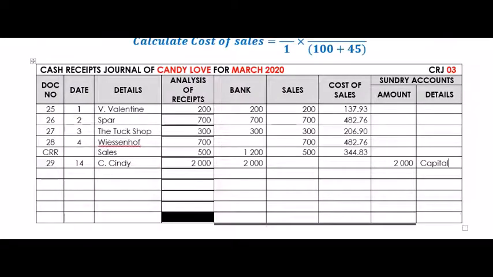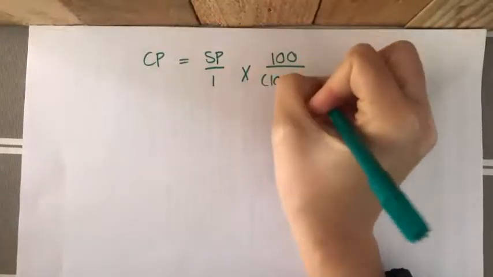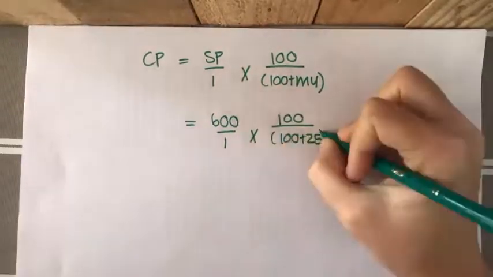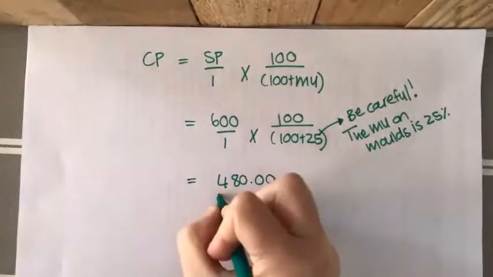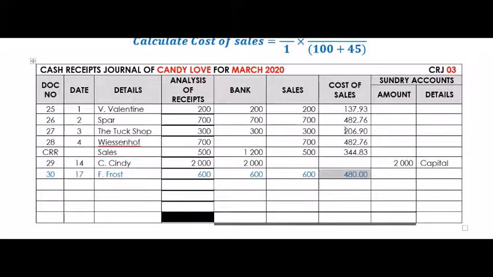Okay, so we will issue a receipt, number 30. The reason why I made this entire line blue is because of that markup percentage change. It's on the 17th to F. Frost, who paid us 600 Rand. Okay, it's the only transaction for the day, so we can bank immediately. And it was for a sale of chocolate molds. And now when you calculate your cost price, you use a markup of 25% like this. And then you write the 480 Rand in your cost of sales column.